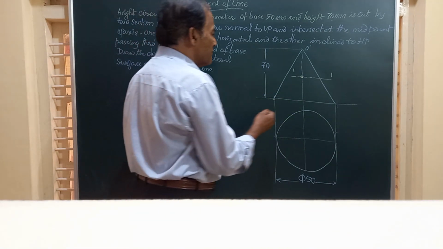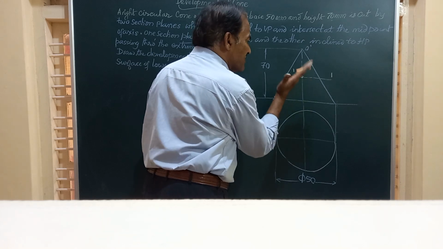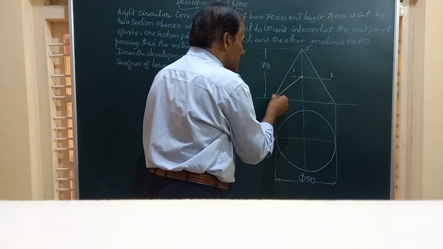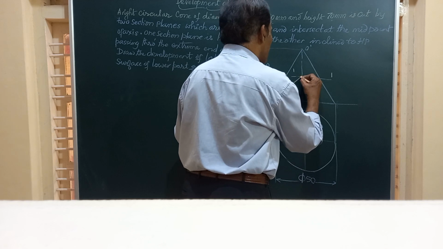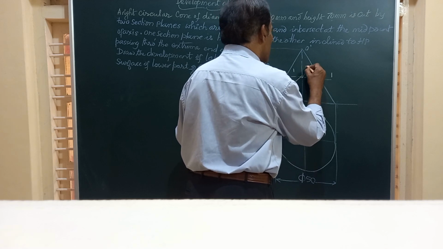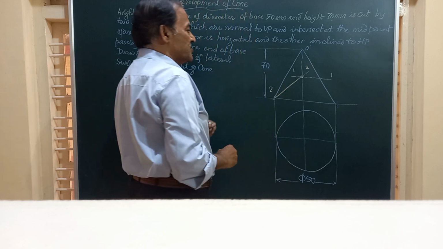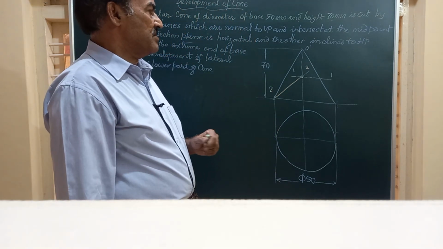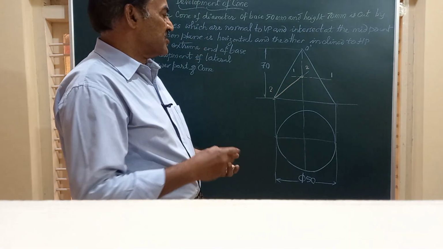And the other section plane, friends, is inclined to HP, but again normal to VP, passing through one of the extreme end points of the base. So this I will call 2 comma 2. 2 and 2 is the second section plane which is inclined to HP. Both of these intersect at the midpoint of the axis.